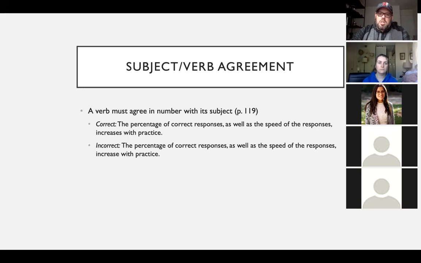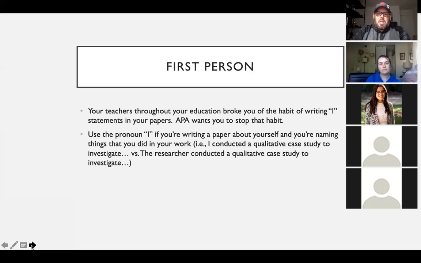So the percentage is the subject, and the verb is increases. In this case, the verb is connected to the percentage, so it would need to be increases. It would be incorrect to say that the percentage of correct responses as well as the speed of responses increase with practice. So again, keep in mind that you want to have that agreement.